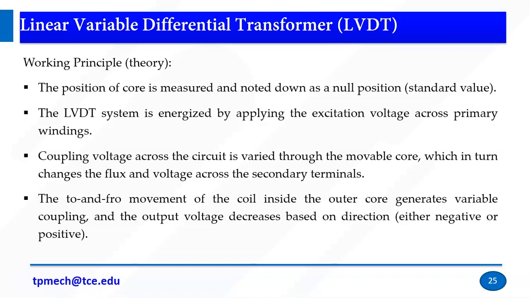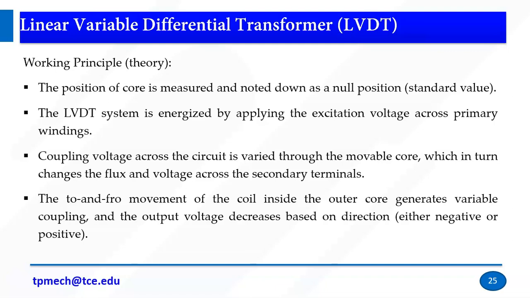Now I am giving the voltage, right? When I give the voltage, mutual induction from the primary winding induces a voltage in the secondary winding, right? This couples voltage across the windings to the movable core, which in turn changes the flux and voltage. If I place the object inside the core and the object moves, it will cut the magnetic flux, so the voltage will vary. So the secondary winding voltage will vary. The difference between the secondary windings is the output voltage. Based on our output voltage, we can easily measure the displacement of the object.